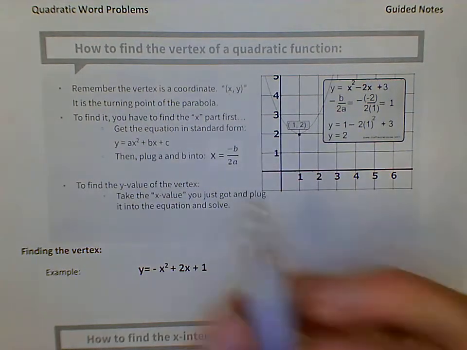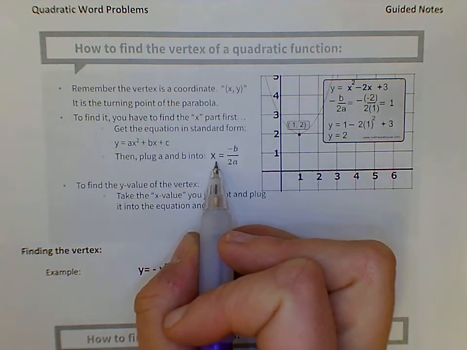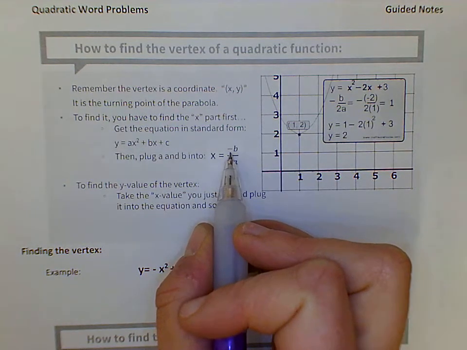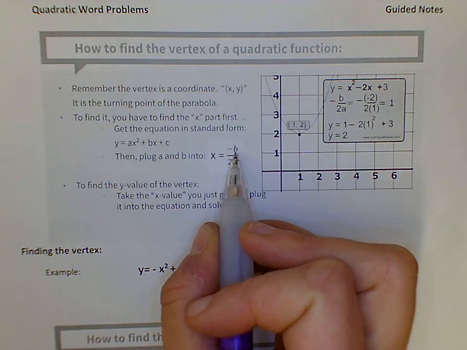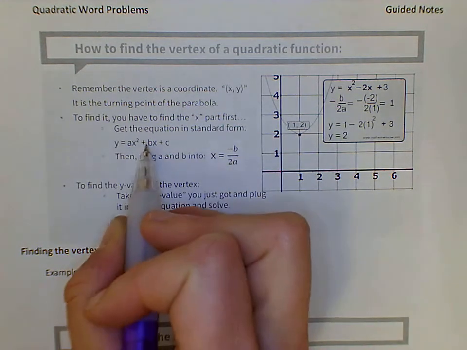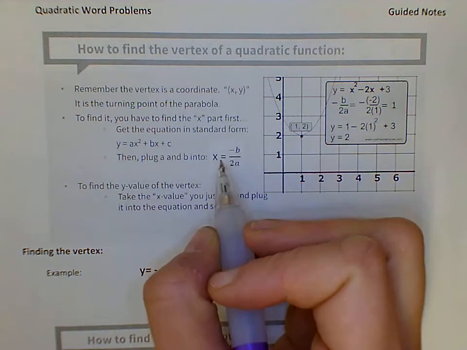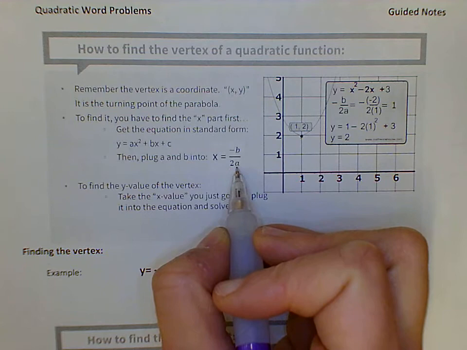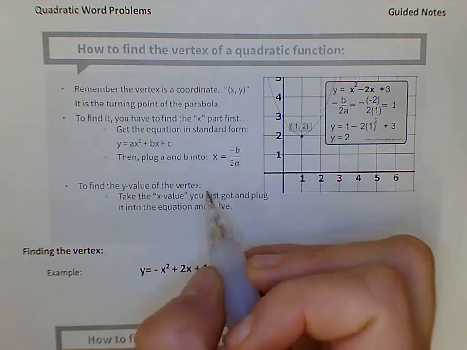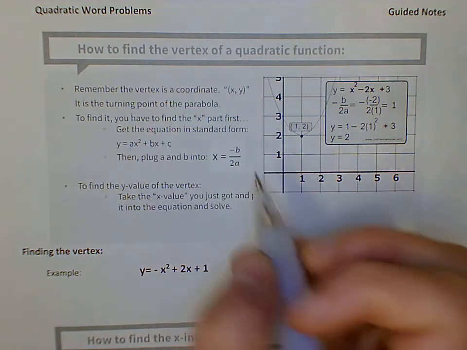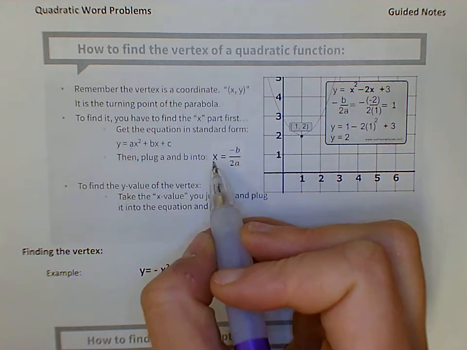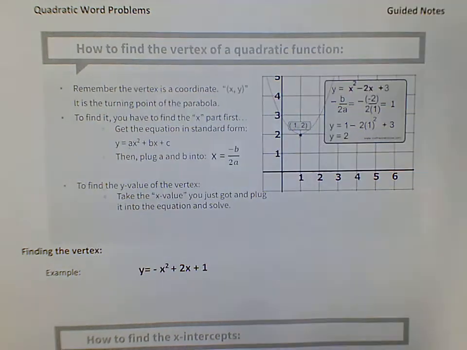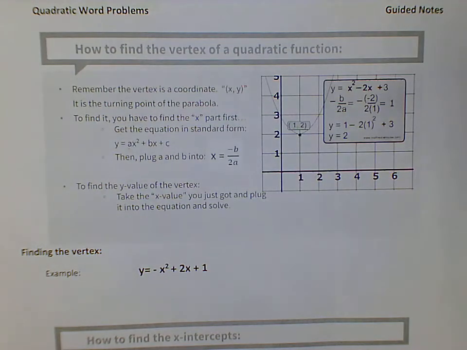To find the x, you're going to take essentially negative 1 times whatever your b is, so times whatever that number is right there. Then you're going to take that and divide it by 2 times whatever a is, which is the number that's in front of the x squared. Once you do that, you'll have the x part of your vertex. So you'll have that first number that's in your vertex.